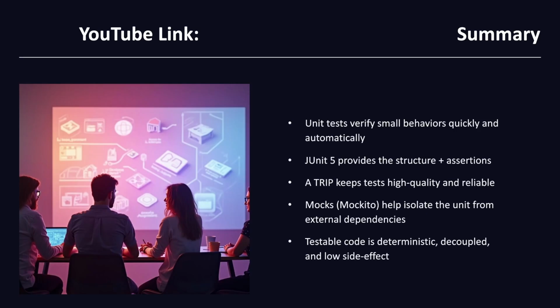And that's basically it. Here are some key takeaways. Unit tests verify small behaviors quickly and automatically, and they help you catch issues early. JUnit 5 provides the structure and assertions for writing unit tests in Java. ATRIP is a great checklist to keep tests automatic, thorough, repeatable, and independent. Mock objects and Mockito help isolate your unit from external dependencies so tests stay fast and reliable. And finally, writing testable code comes down to deterministic behavior, dependency injection, and avoiding side effects.